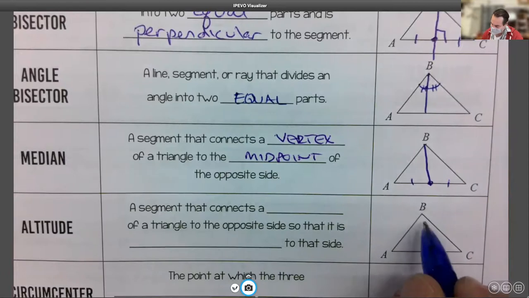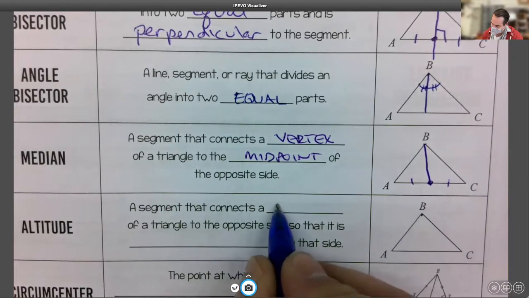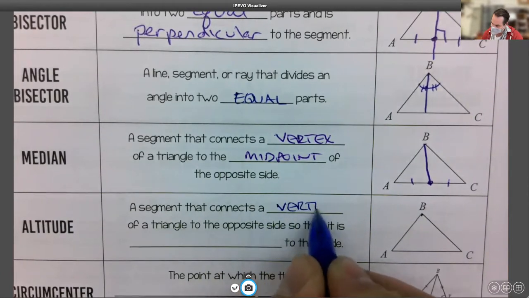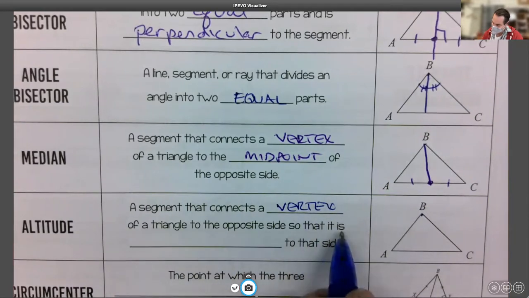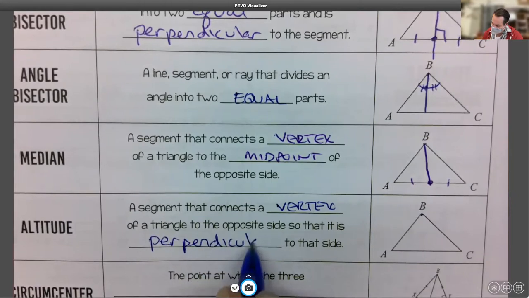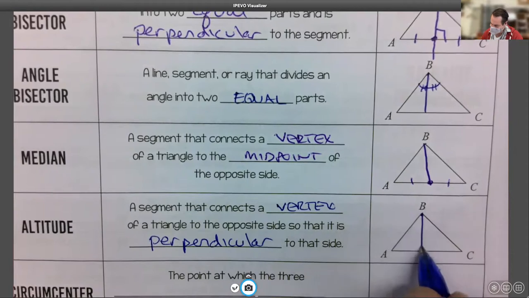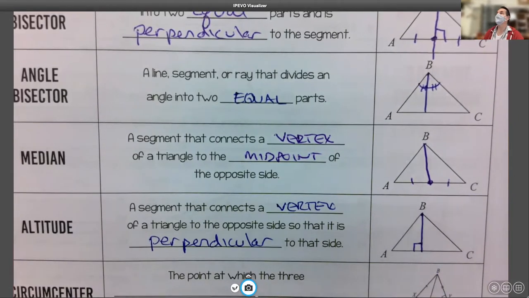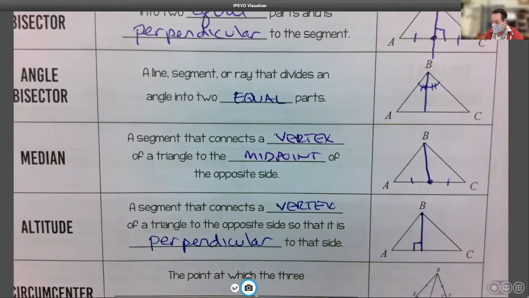And then an altitude connects a vertex of a triangle to the opposite side so that it is perpendicular to that side. And it doesn't have to be through the midpoint. It could.